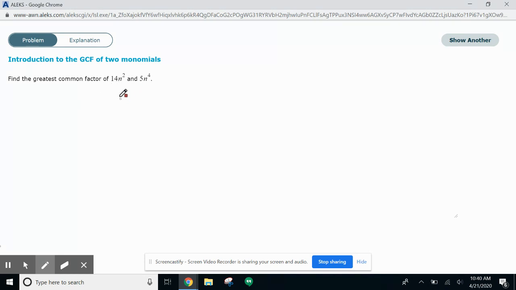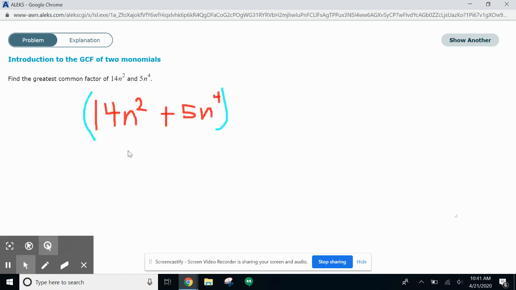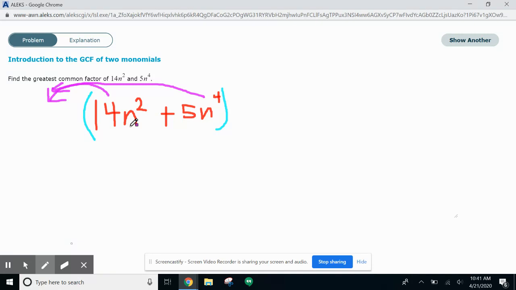It's kind of like doing the opposite of distribution. Sometimes I like to think of it as if they're all in the parentheses here, and with distribution, I would be drawing these arrows in and multiplying something in. But what I want to do is take something out. I want my arrows to go the opposite direction. So the opposite of distribution is factoring. In this case, we have 14n squared and 5n to the fourth. 14 and 5 don't have any factors in common. 14 can be 2 and 7, 5 is just itself. So I'm not going to have a number out here. 14 and 5, I'm going to leave alone.